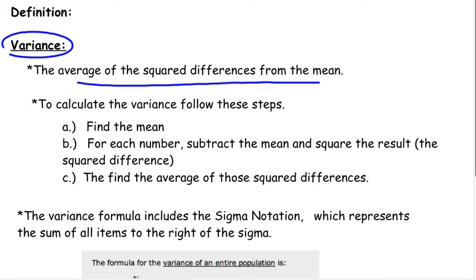What we're going to do first is find the mean. Remember, the mean is just the average: add up all the numbers and divide by the total. Then you're going to subtract each number from the mean and square it. Then you're going to find the average of those squared differences. So I'm just talking you through it again. You don't need to write anything down but the definition.